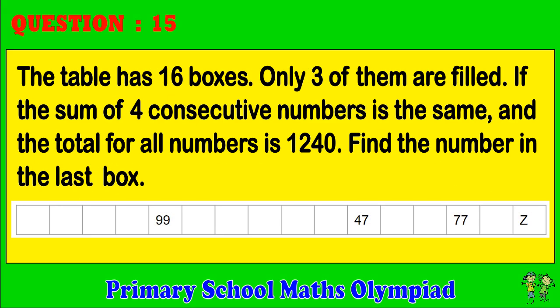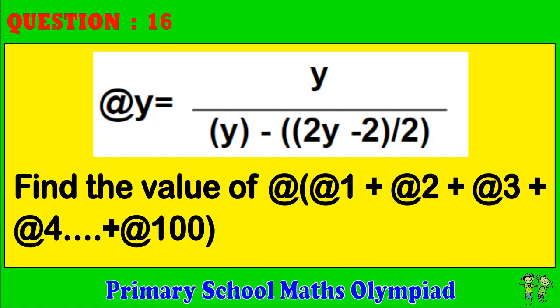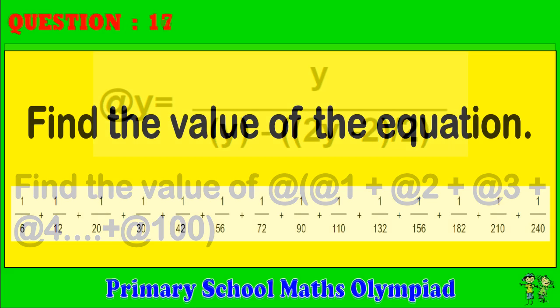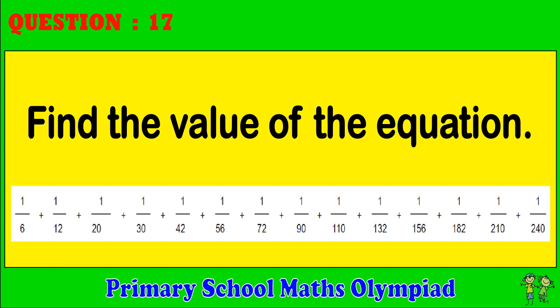Question 15. The table has 16 boxes. Only 3 of them are filled. If the sum of 4 consecutive numbers is the same and the total for all numbers is 1240, find the number in the last box. Question 16. y is equal to y divided by the result of y minus the result of 2y minus 2, divided by 2. Question 17. Find the value of the equation.